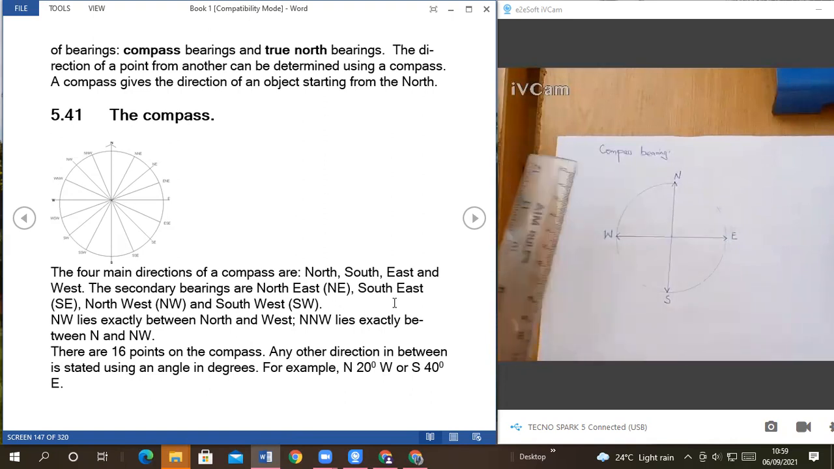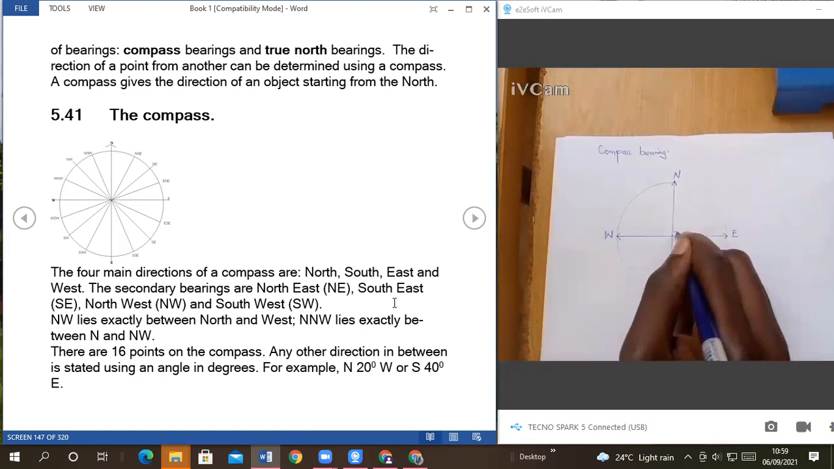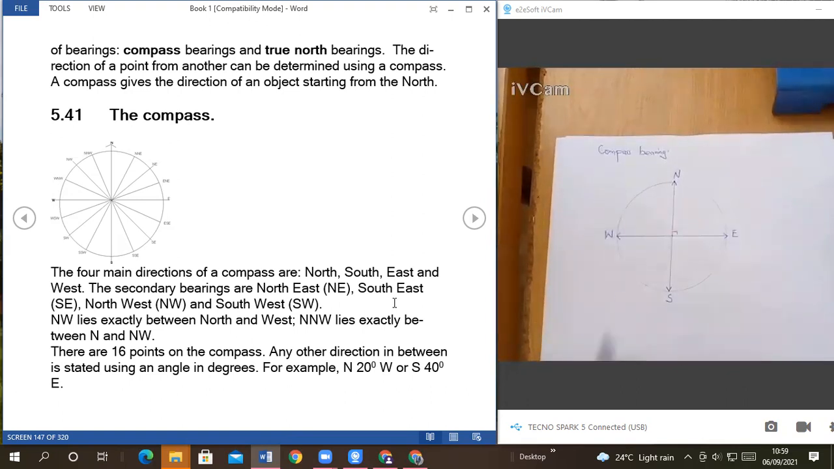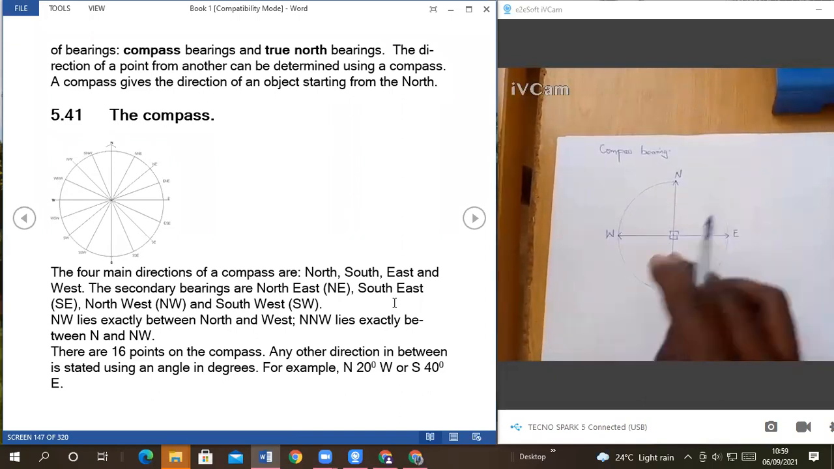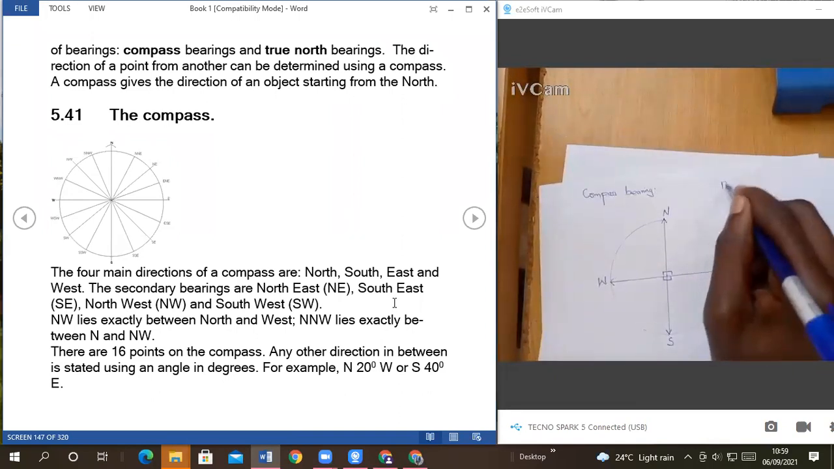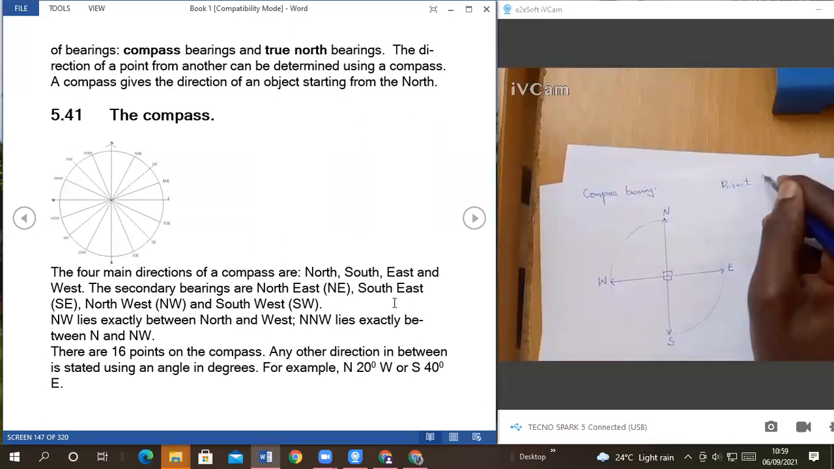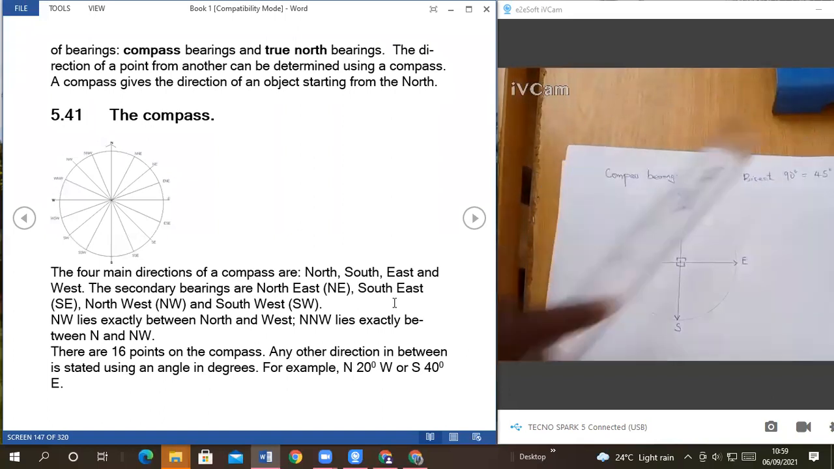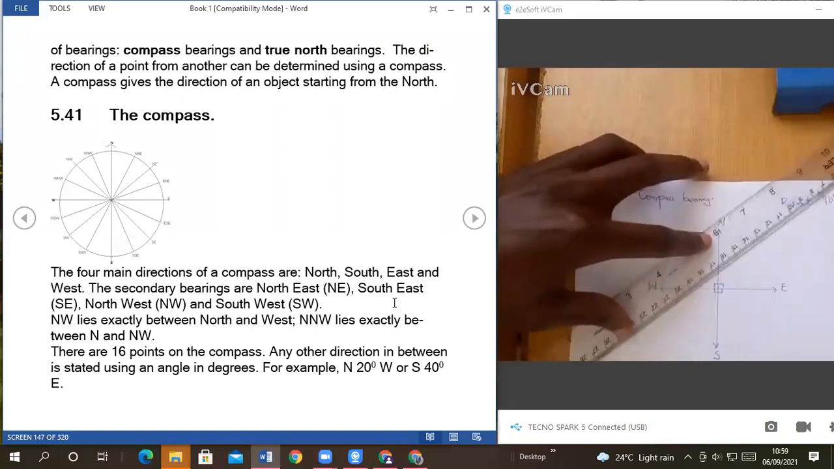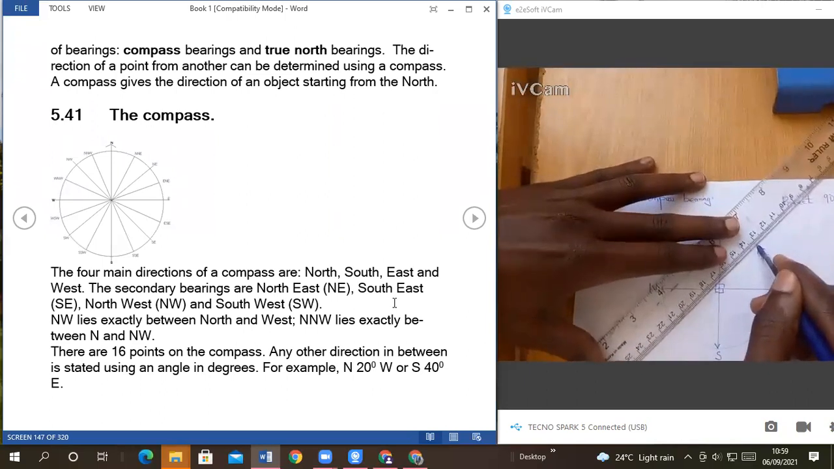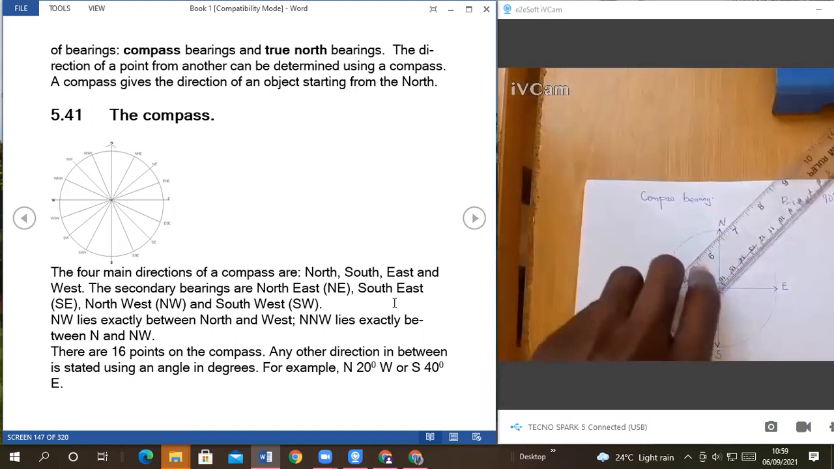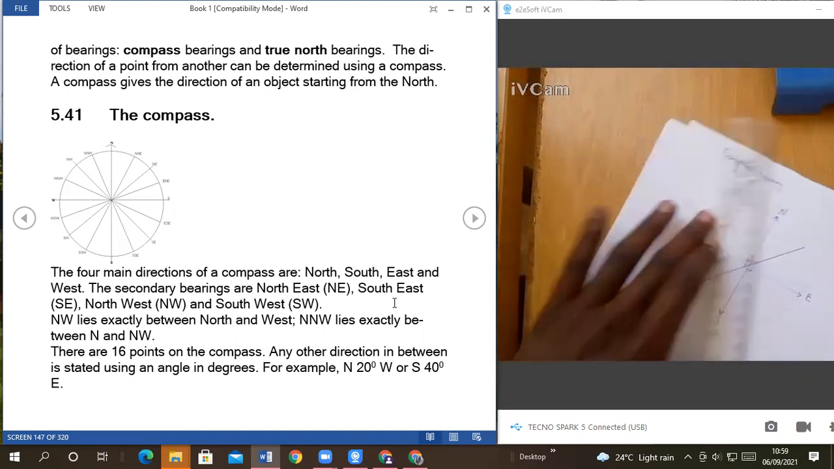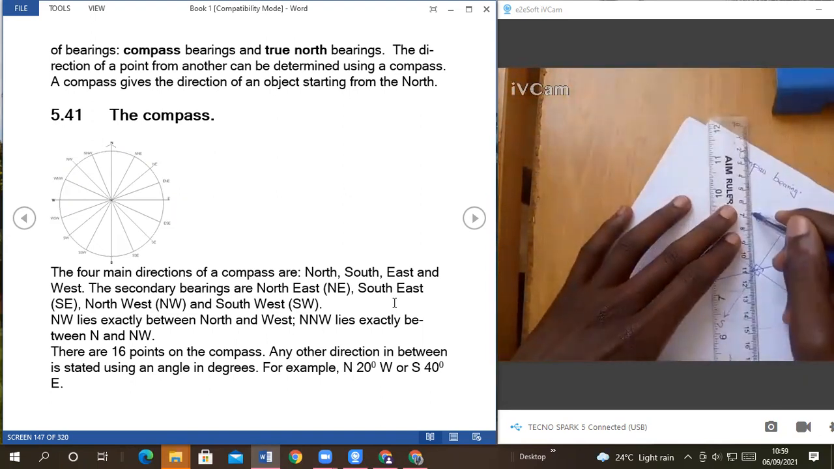Now, members, we are going to bisect these angles. When you look at this angle, what is this angle, members? That angle is 90. So when you bisect it, what do you get? When you bisect 90 degrees, we get 45 degrees. So can you bisect that? Bisect that, divide that angle. And also come and do the same. Divide this one.